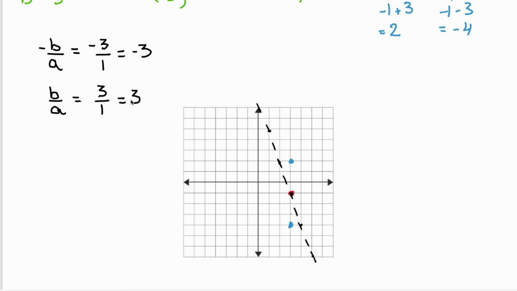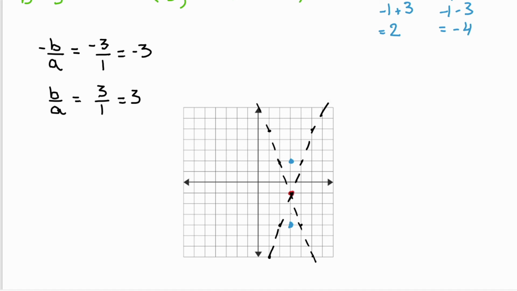Now we can do the asymptote with a slope of 3. Again, start at the center. You go up 3 and right 1, and you can do that as many times as you need to get a straight line. You can also go down 3 and left 1. And there's our other asymptote.